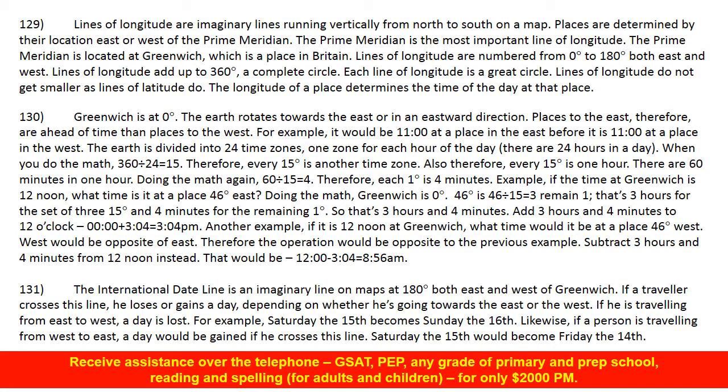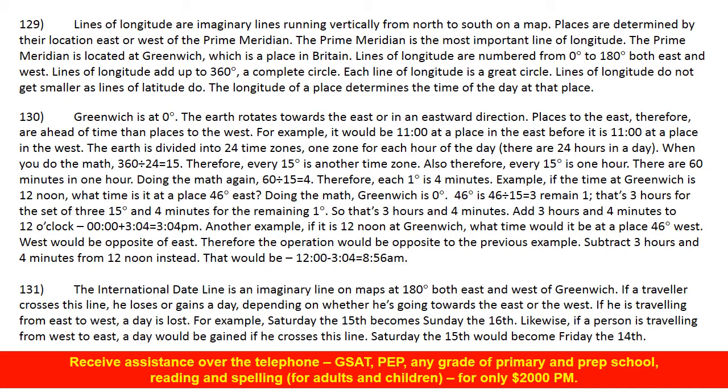Another example: if it is 12 noon at Greenwich, what time would it be at a place 46 degrees west? West would be opposite of east. Therefore, the operation would be opposite to the previous example. This time you don't add, you subtract. So, subtract 3 hours and 4 minutes from 12 noon instead.